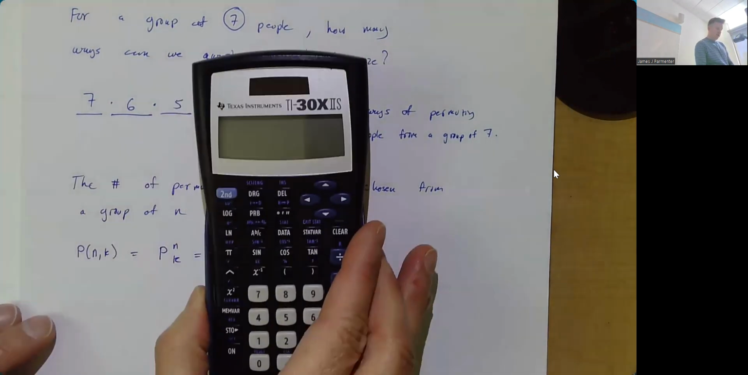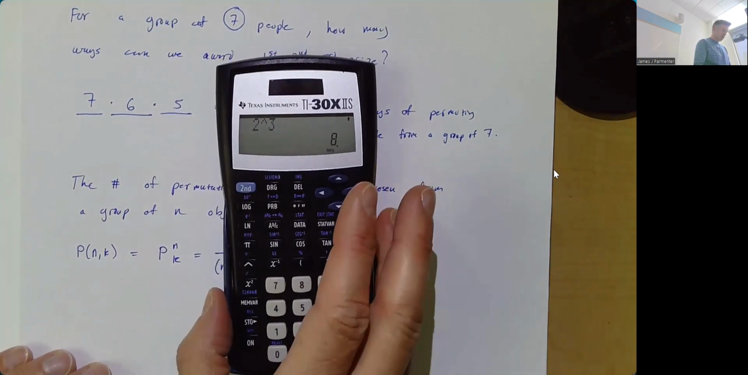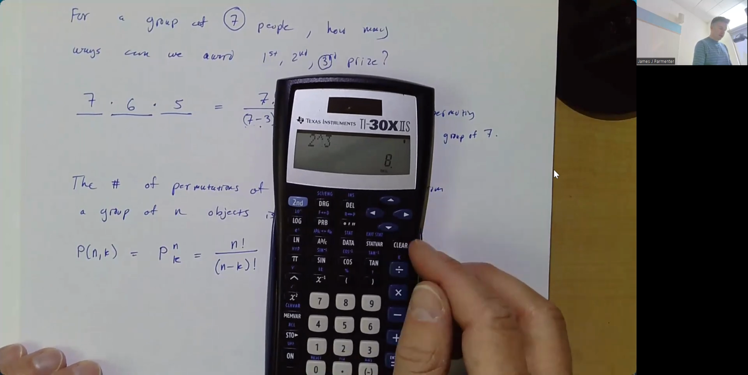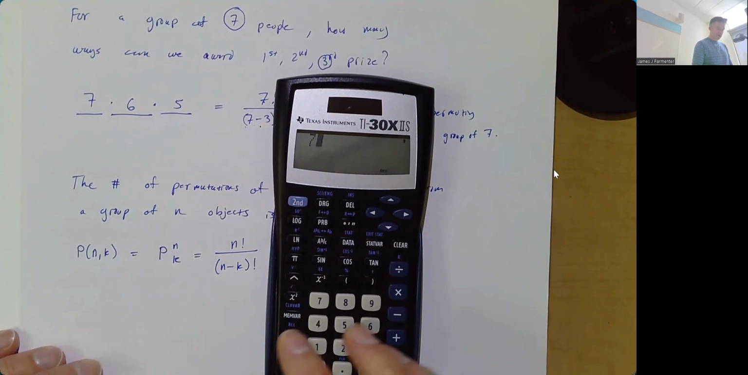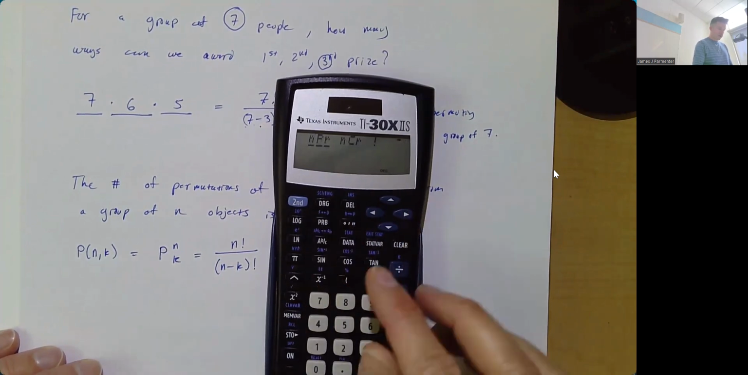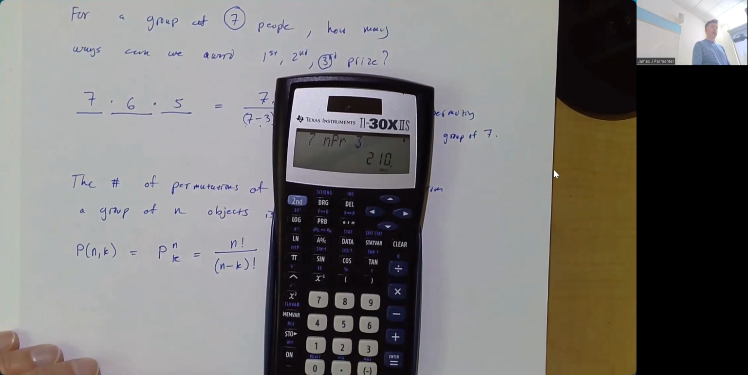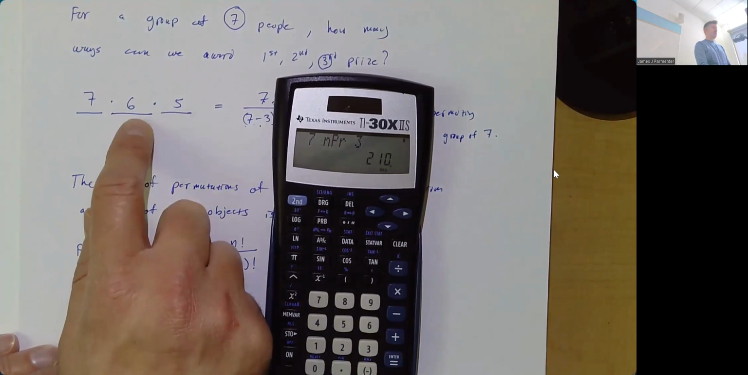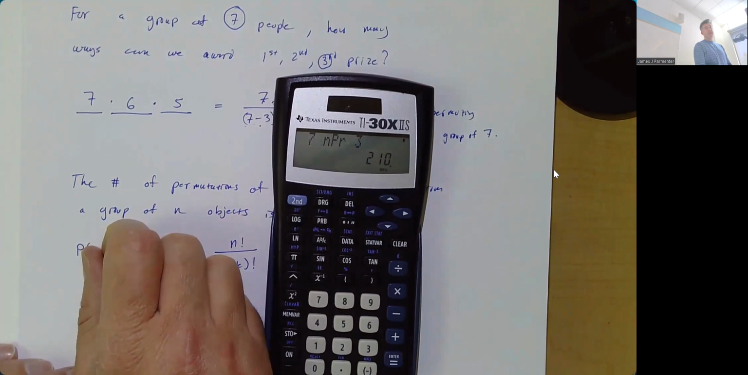But I want to point out that if you have a calculator like this, and you want to do how many ways of permuting 3 things out of 7 things, you would hit 7, then go to the probability button, go over to nPr, hit enter, then hit the 3, and then equals. And you get 210, which is exactly 5 times 6 is 30, 30 times 7 is 210. That's exactly the right number. So that's how you do that.